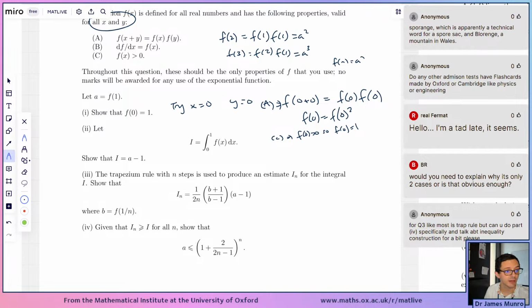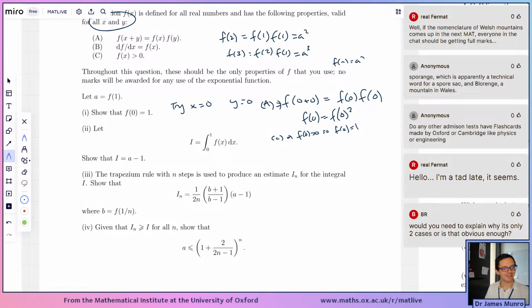Oh, and I've been told about sporange. Yeah. Do any other admissions tests have flashcards? Not that I know of. We get a request for flashcards, I think. They only exist because someone like you watching this show asked for them, and then we made them. Pretty sure that's what happened. Good.